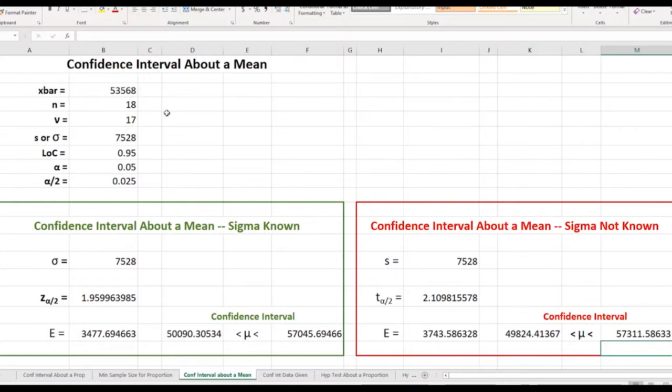So this one had a lot of little quirks to it. Remember, we didn't have a confidence level given nor a level of significance, so we defaulted to the 0.95. Also, sigma was not known, but S was known, or the sample standard deviation, so we just used that, and that forced us to use the t distribution as the correct sampling distribution. The E calculation, pretty simple. And then we just subtract it from X bar and add it to X bar.